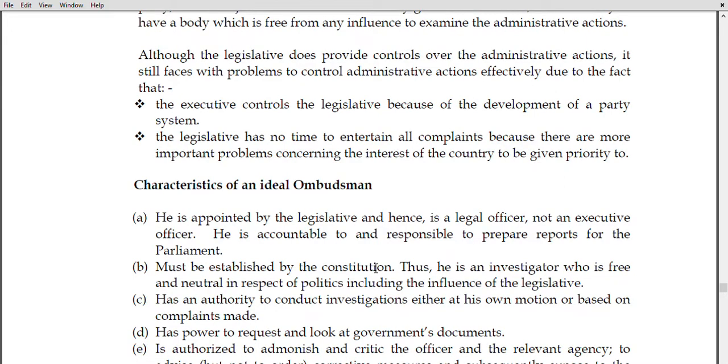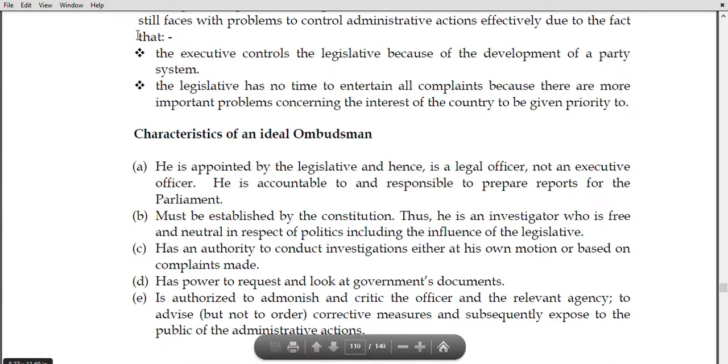Okay, and then there is also a characteristic of an ideal ombudsman, which may be followed by Malaysia. First, the ombudsman is appointed by the legislature, by the parliament, and hence is a legal officer, not an executive officer. So he will not be part of the administrators. And he is accountable and responsible to prepare reports for the parliament, and must be established by the constitution. Thus, he is an investigator who is free and neutral in respect of politics, including the influence of the legislature. So his position is guaranteed by the constitution.